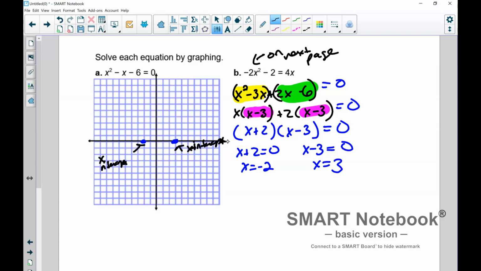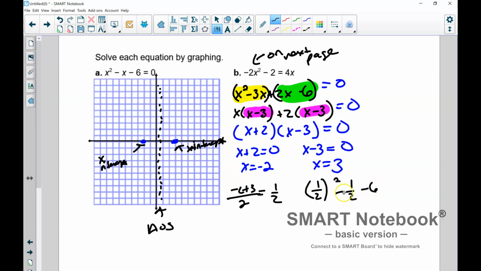Well, I could still do -b over 2a, or I can find the midway point of these two. So the midway point between those two is going to be 1/2. That very badly drawn straight line right there is my axis of symmetry. Now I can take this 1/2 and plug it in, and I'm going to use the calculator for this. This gives me -6.25. So 1, 2, 3, 4, 5, 6, and at about 0.25 I put a dot. And there's my graph.